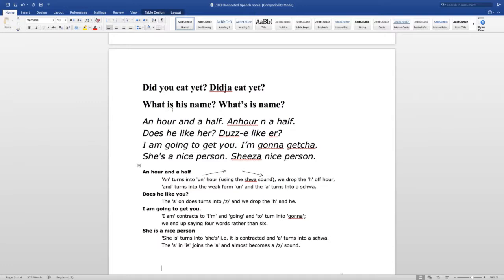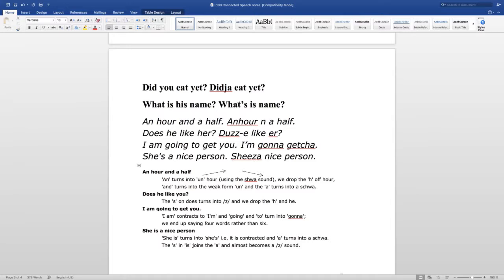So "what is his name" becomes "what's his name." Again, often with H's, we drop that sound and we just put contractions, "what is" together. Even if we saw this as "what is," many native speakers would read it as "what's," right? What's his name?